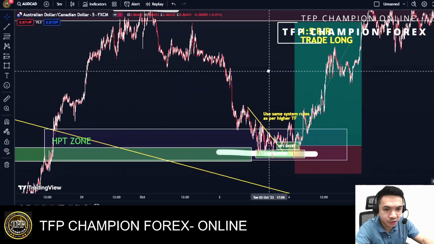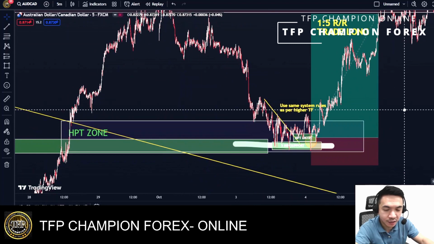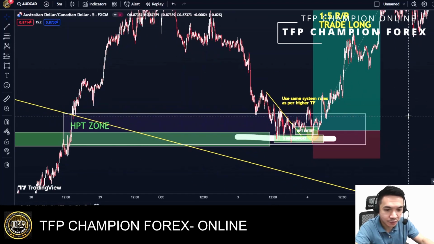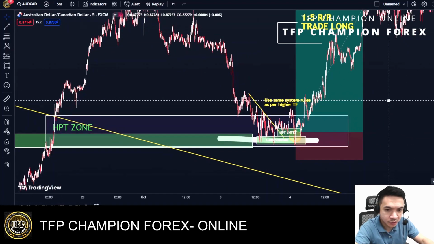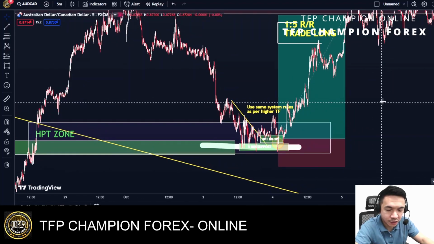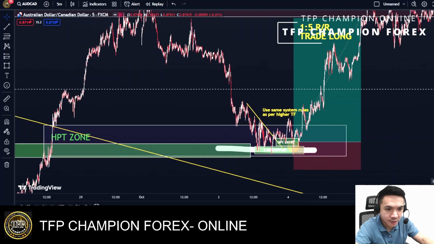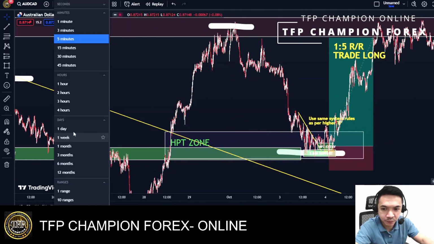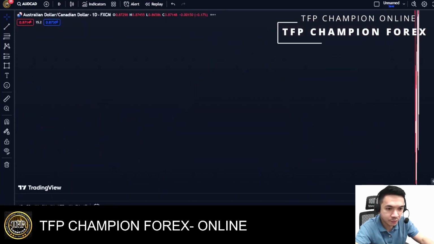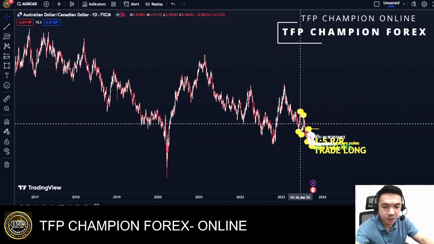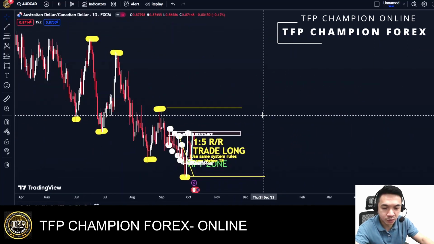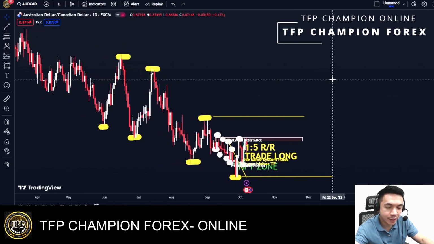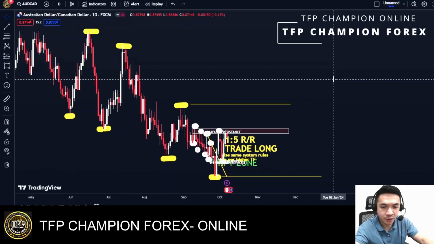How I took this 1:5 risk to reward long trade for this Aussie CAD last few days. So, it's just a simple short-term trade. But nevertheless, it just simply means that regardless kung ano yung bias ng market, okay, on a higher time frame, it doesn't have to limit yourself pagdating sa opportunity. So, ang gusto ko lang ipahiwatig dito is, you don't always have to follow trend is your friend. Okay? Why? There are always opportunity.